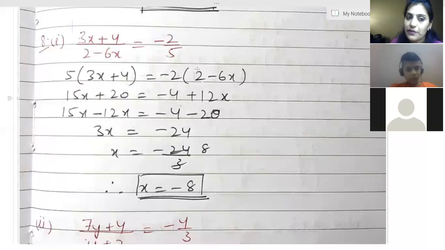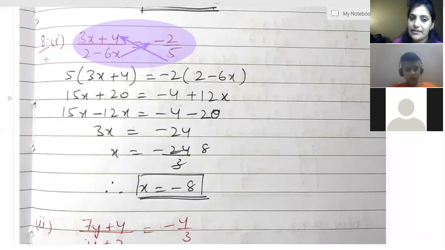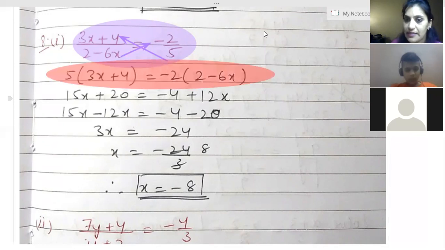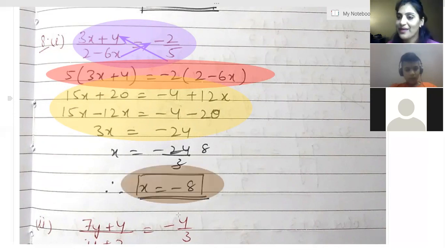3x plus 4 divided by 2 minus 6x is equal to minus 2 upon 5. So now we will do the crisscross method. Now when we are doing crisscross, this 5 is going to the left hand side and 2 minus 6x is going to the right hand side. So I'm getting this on solving the brackets. Now I am getting 15x plus 20 is equal to minus 4 plus 20x. So on further solving, I am getting 3x is equal to minus 24. So that means my x value is coming out to be equal to minus 8. Clear?